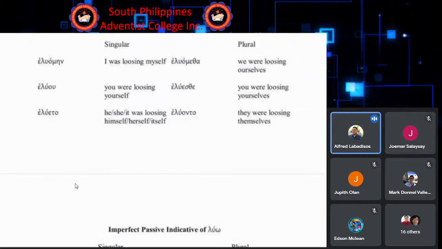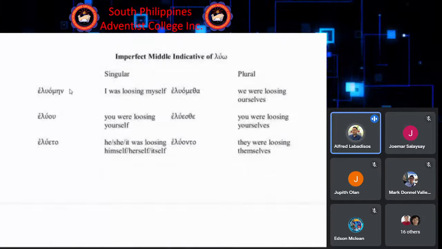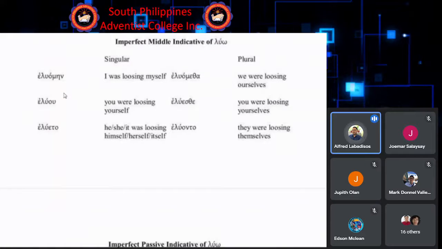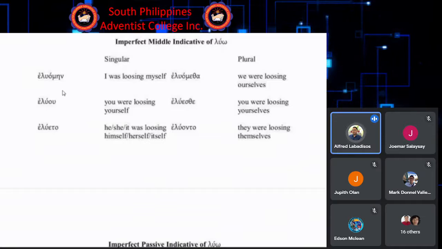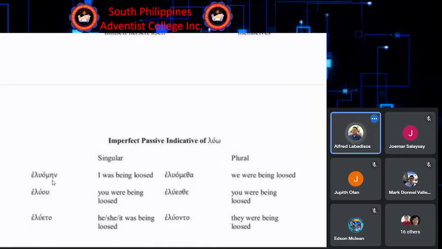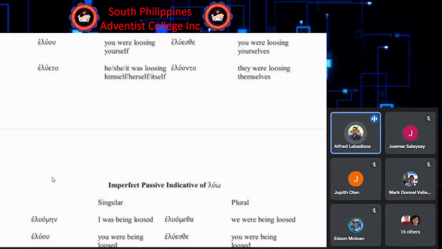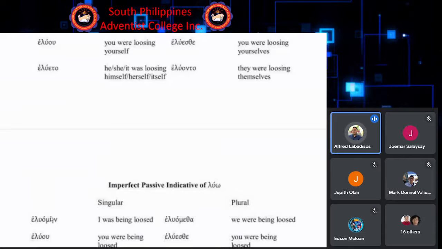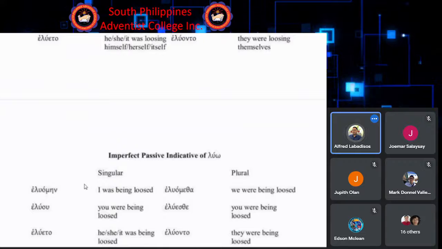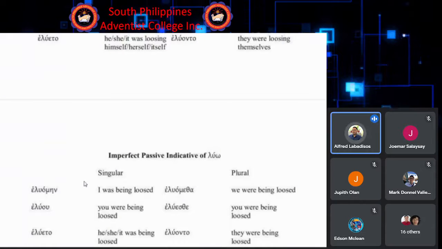Now, for the passive, again the same endings. You look at there, the same endings, and it also has the augment because again it's imperfect. Then there's no difference when it comes to form between the middle and the passive. For imperfect there's no difference, they are identical. The difference is only the translation.